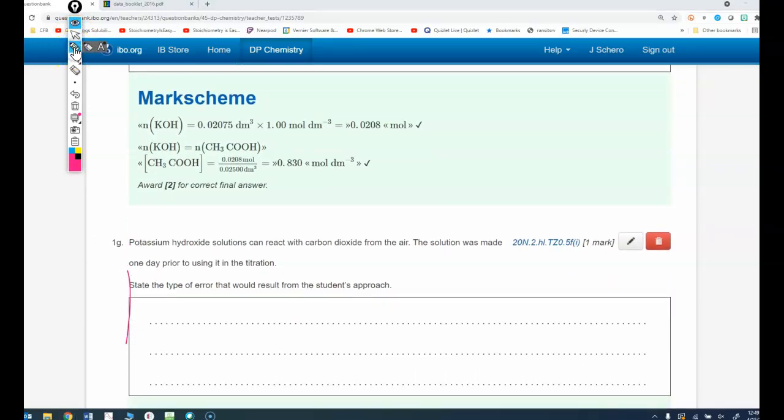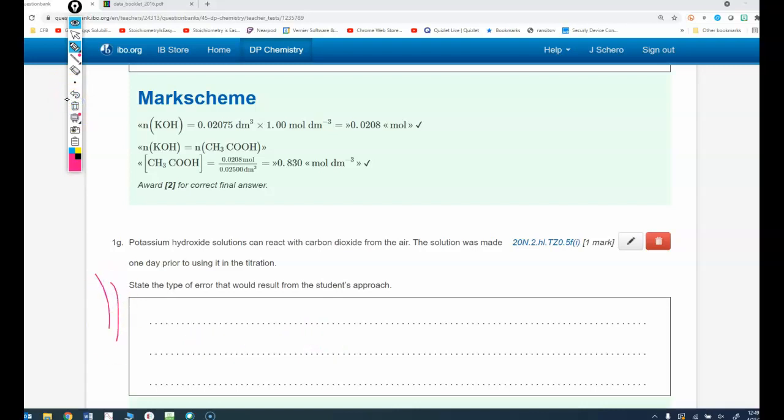This one says potassium hydroxide solutions can react with carbon dioxide from the air, and the solution was made 1 day prior. Okay, so if potassium hydroxide solution can react with carbon dioxide from the air, and you didn't take that into account, but you could have, what type of error is this? This would be the kind of error that is not made better by more trials because you didn't consider that. This is more of a proper set of procedure steps, and that makes this type of error a systematic error, okay? Because it has to do with the procedure steps that you followed.